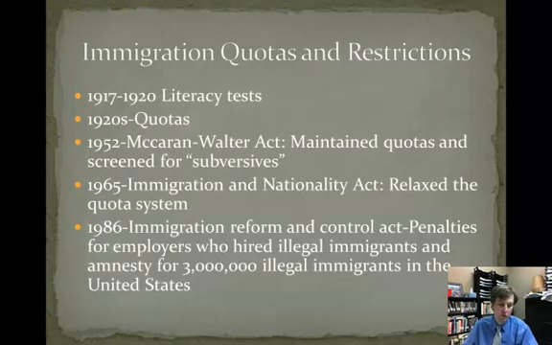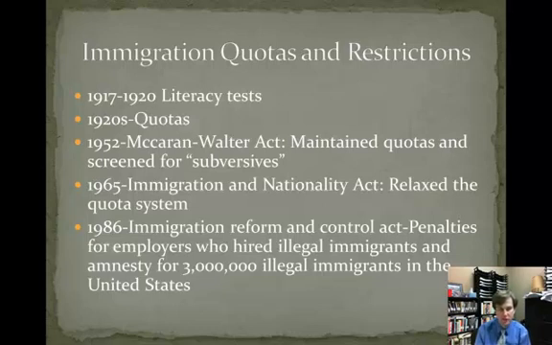Restriction on immigration has a rather interesting history. A lot of people think that the United States has never really favored restriction on immigration. That's simply not true. Restriction has been the norm rather than the exception. Between 1917 and 1920, you had literacy tests. You had to be able to read and speak English if you wanted to come to the United States. In the 1920s, you had a quota system where only a certain number of people from certain countries were allowed into the U.S.